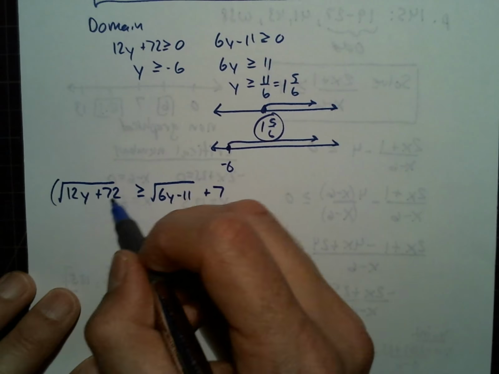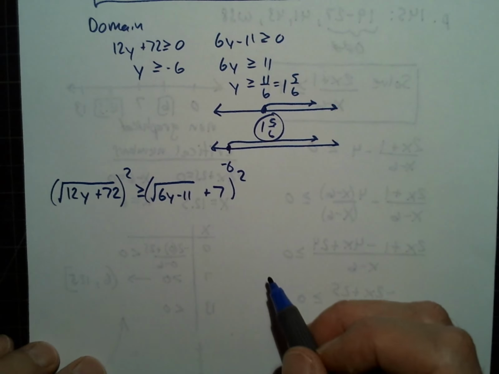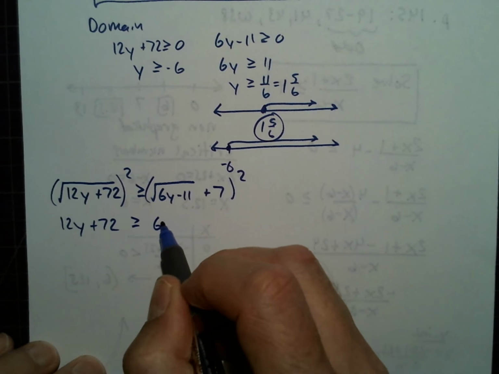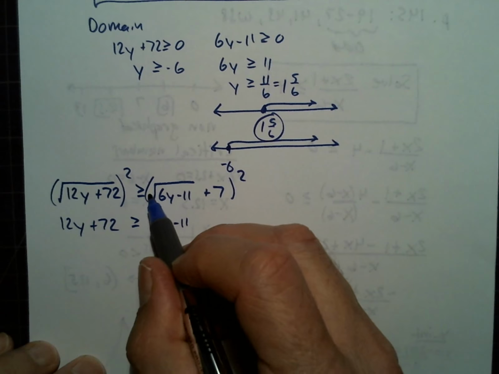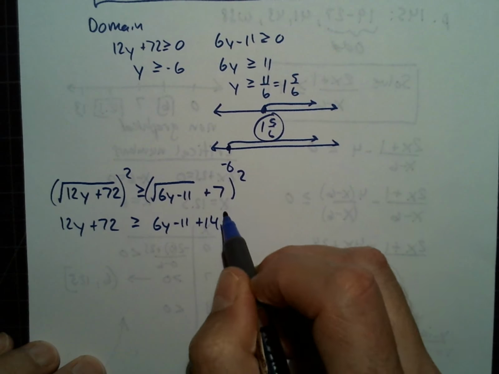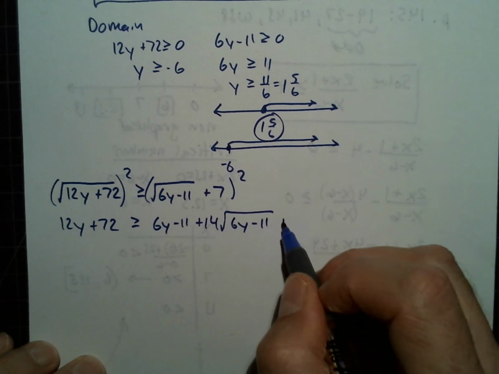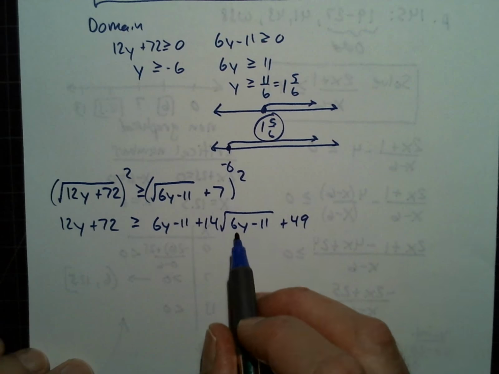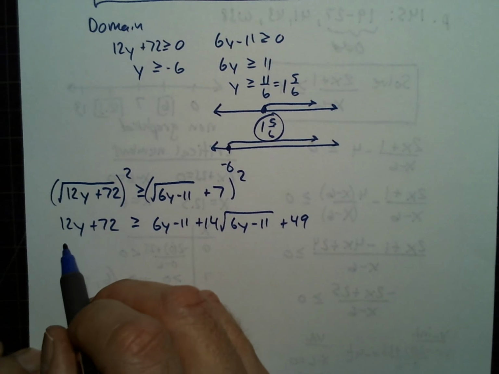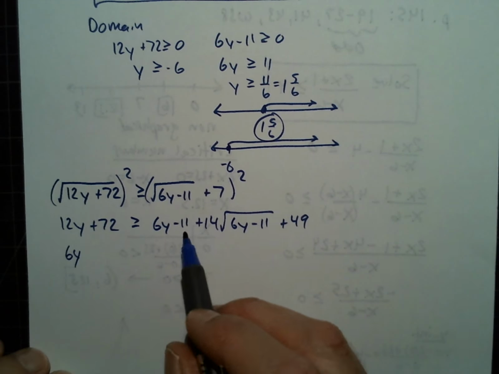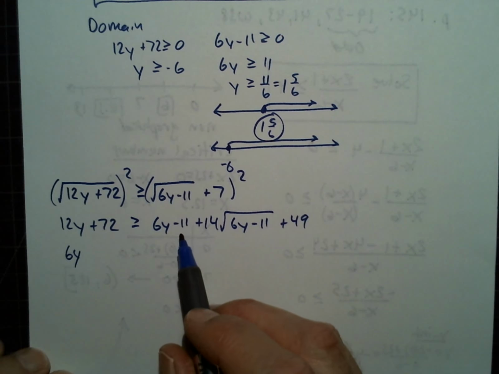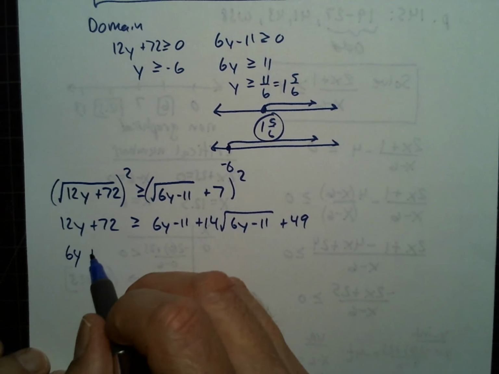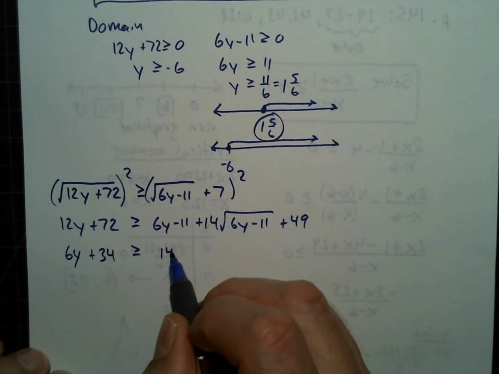So let's isolate one of them. This will be 7, and then another 7, so that's 14. And now we'll isolate this. So we're going to go -6y. And we have 49 minus 11. And we're going to get 38. And subtract it over here, and we get 34.